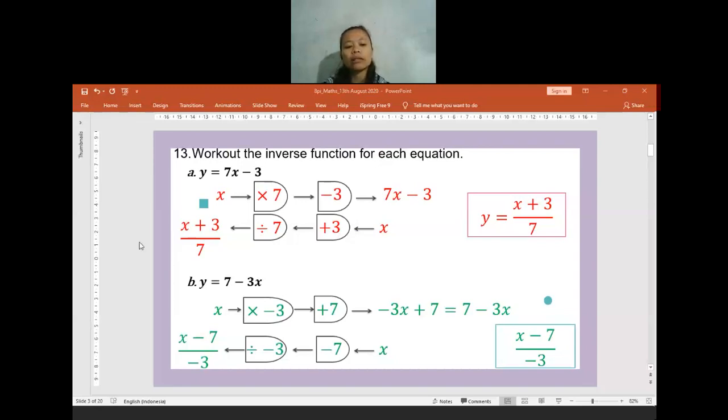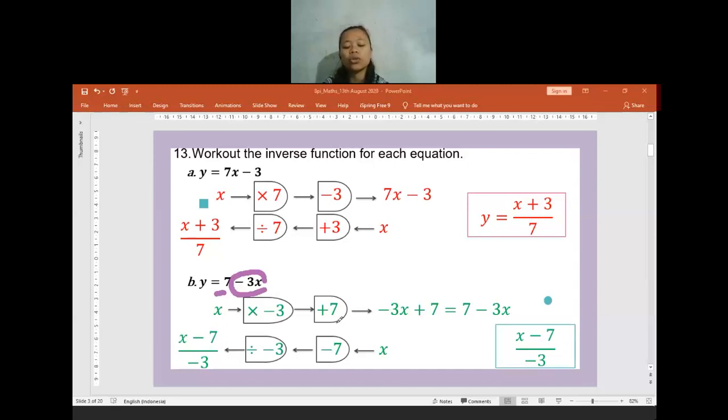For question 13b, we have y equals 7 minus 3x. We focus on the things that have the letter x. Why? Because for the inputs, we will use the letter x. So we focus on the letter x. The letter x now becomes negative 3x. It means the x in here, I will multiply with negative 3, and then there is an addition of 7. So it will be negative 3x plus 7, or I can write it another way, 7 minus 3x.